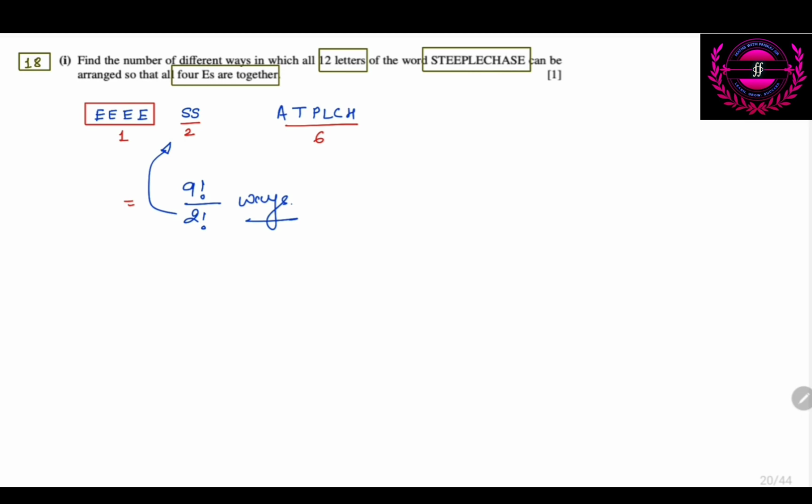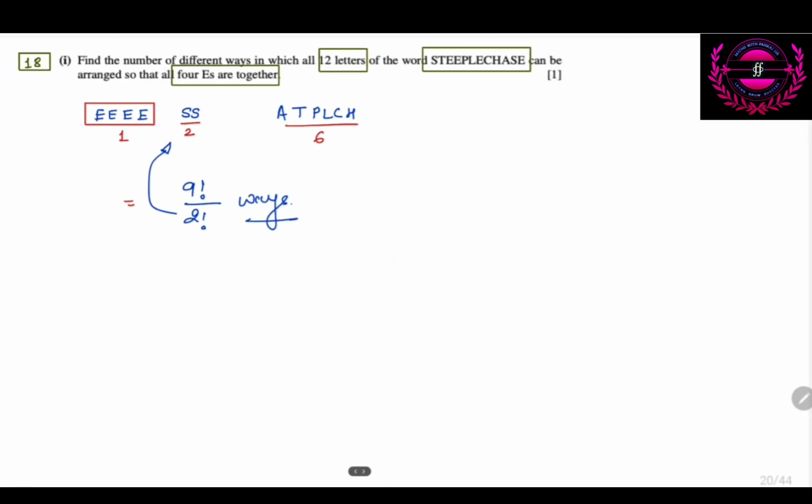Let's move to the next question. Part 2. Find the number of different ways in which all the 12 letters of the word steeplechase can be arranged so that the S's are not next to each other. So there were 4 E's, 2 S's, and A, T, P, L, C, H.